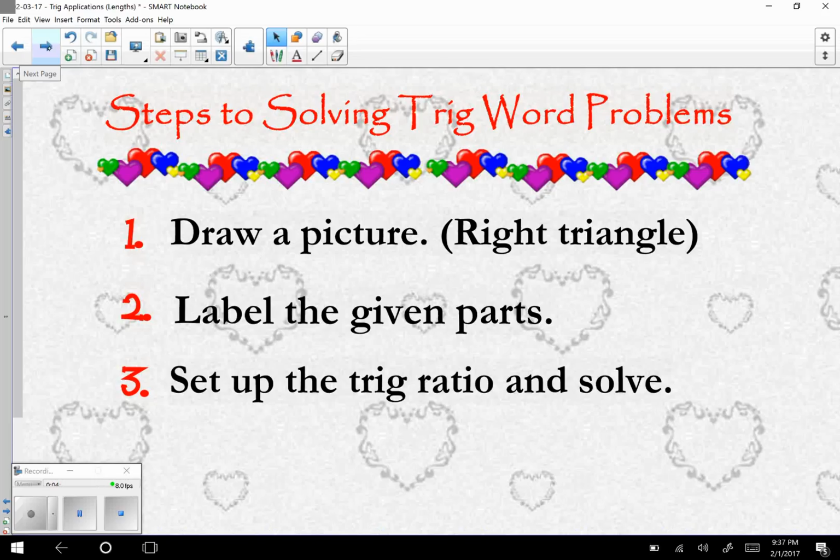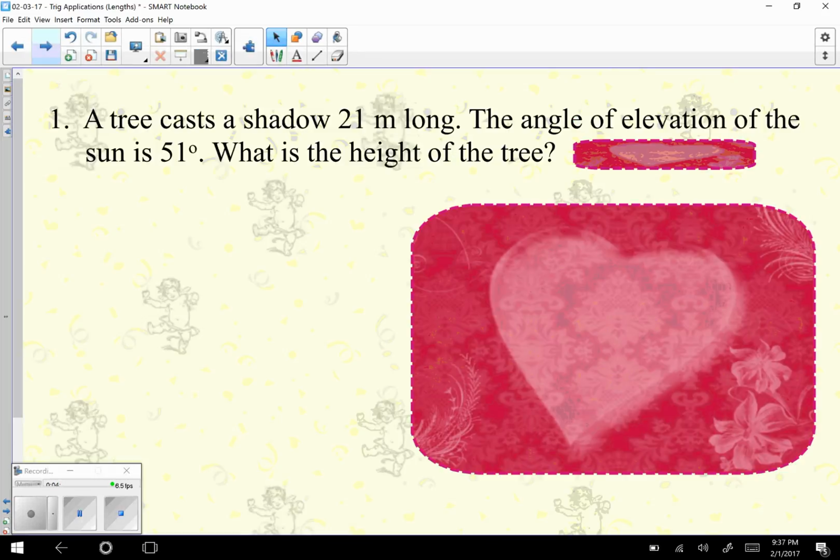Alrighty, so let's flip over and let's try some. Alright, so a tree casts a shadow 21 meters long. The angle of elevation of the sun is 51 degrees. What is the height of the tree?